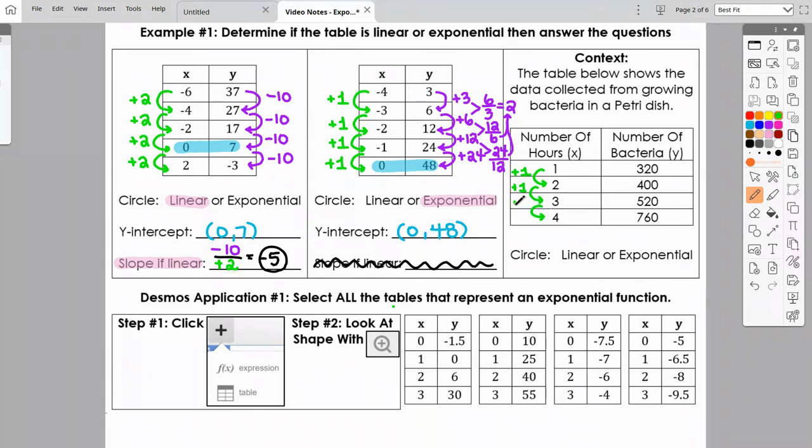And from 3 to 4, I also have a change of plus 1. Constant, let's look at the y values here. To get from 320 to 400, remember that this y value is representing the number of bacteria, I go ahead and add 80. To get from my 400 to the next y value of 520, I go ahead and add 120.